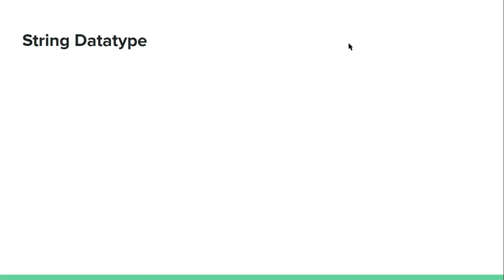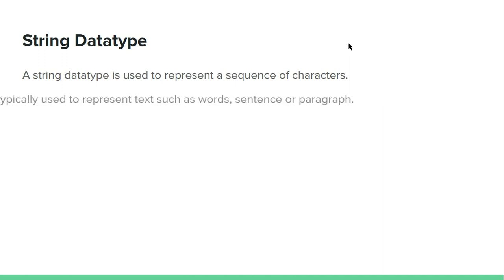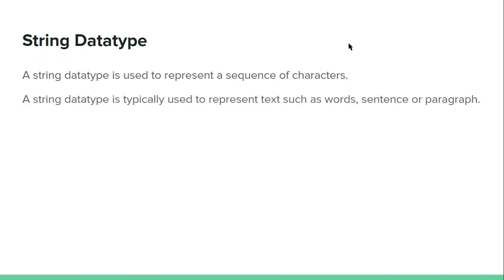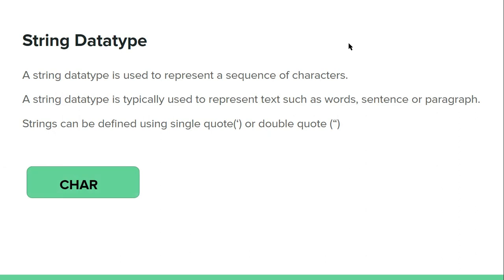The first data type is a string data type. A string data type is used to represent a sequence of characters. It is typically used to represent text such as words, sentences or paragraphs. Strings can be defined using single quotes or double quotes. In SQL, there are two main types of string data type. First is char and second is varchar. Let's see about these data types in detail.